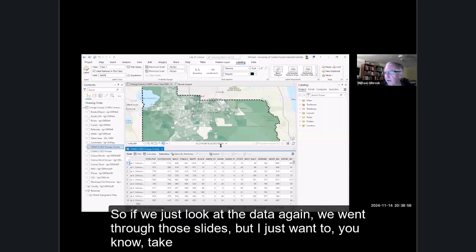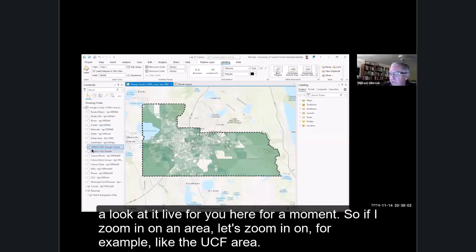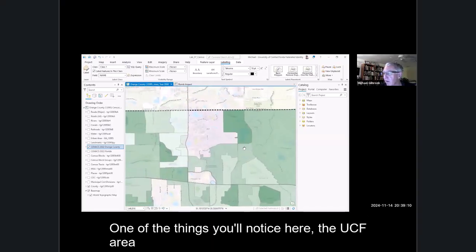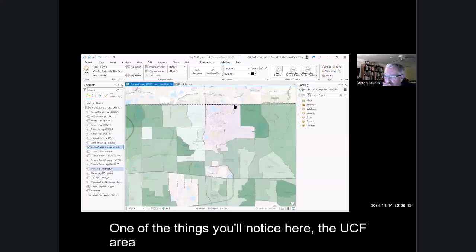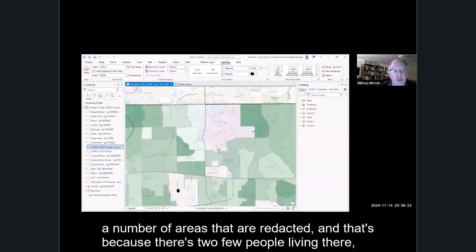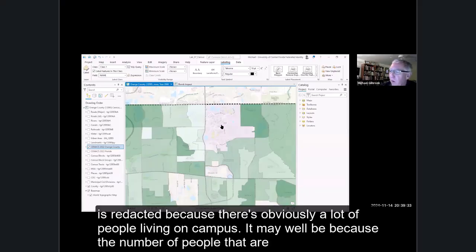So if we just look at the data again, we went through those slides, but I just want to take a look at it live for you here for a moment. If I zoom in on an area, let's zoom in on, for example, the UCF area. One of the things you'll notice here, the UCF area has no income data. Neither does this area. There's a number of areas that are redacted, and that's because there's too few people living there, or some other reason why they had to redact those areas. I don't know why UCF is redacted, because there's obviously a lot of people living on campus.